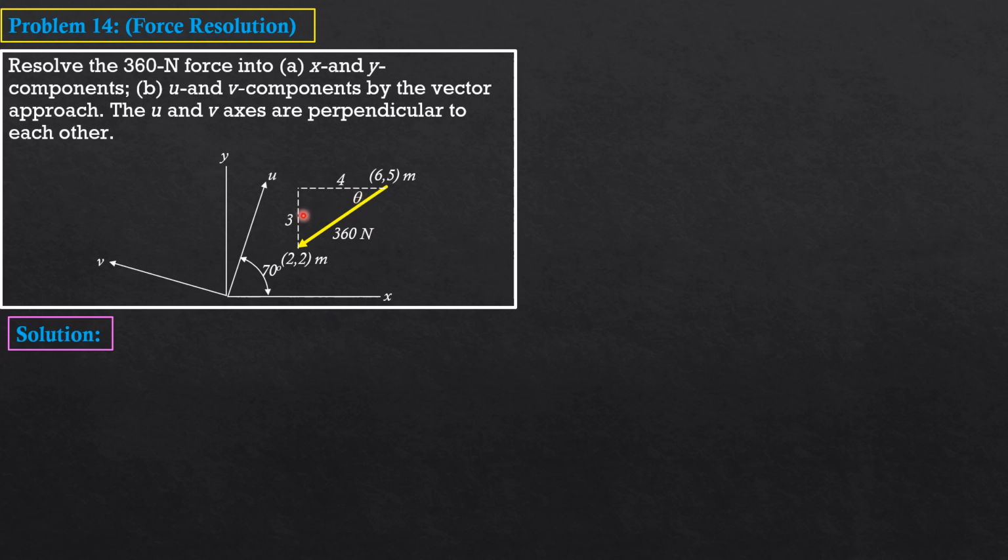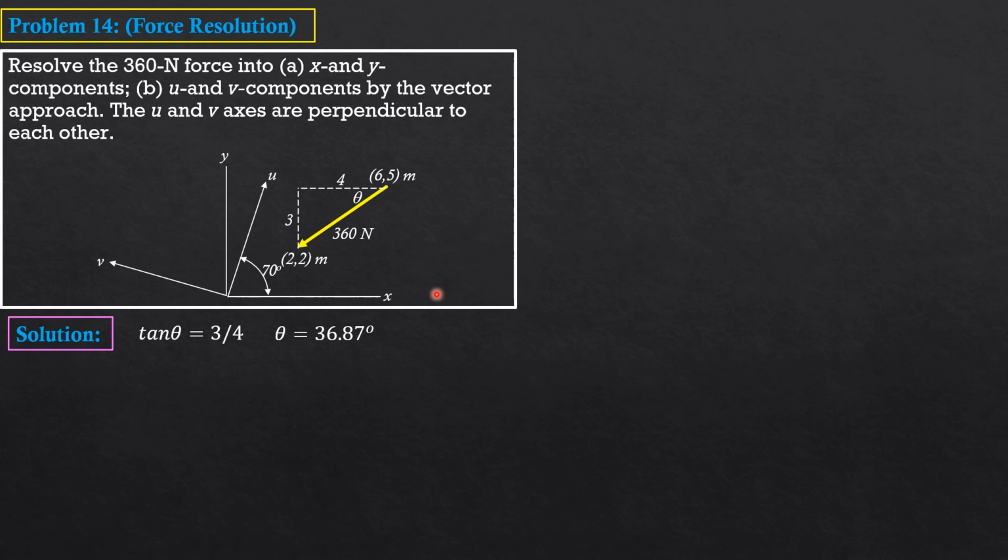Tangent theta, therefore, is 3 over 4. So theta is 36.87 degrees. So we can compute directly Fx without using vectors as negative 360, because it is leftward, negative 360 times cosine of 36.87, or negative 360 times 4 over 5. Remember, we have 3, 4, so the hypotenuse is 5.